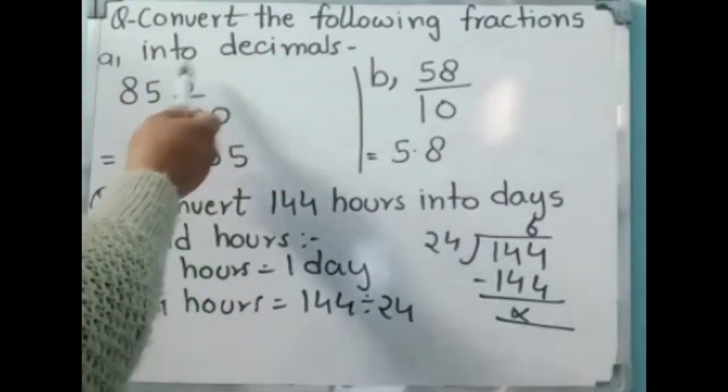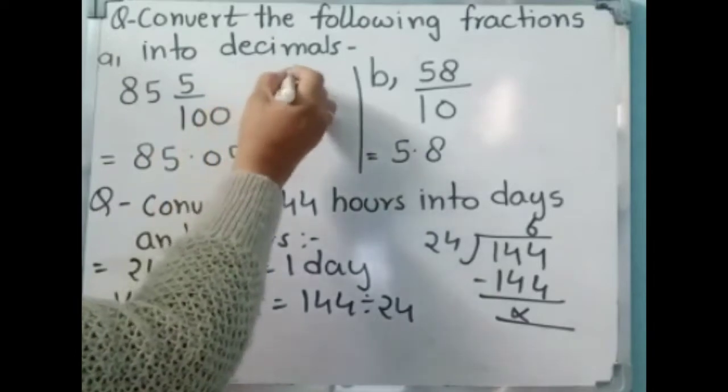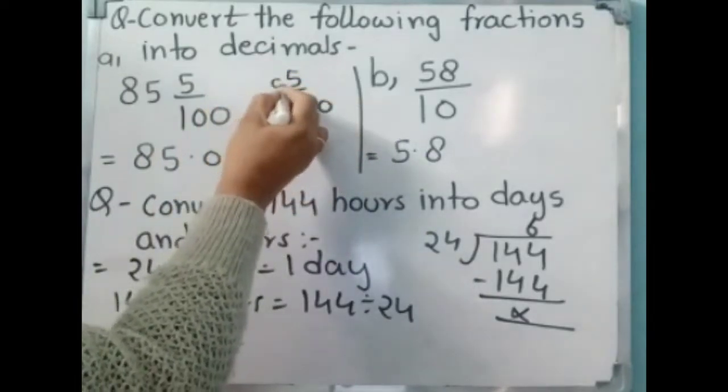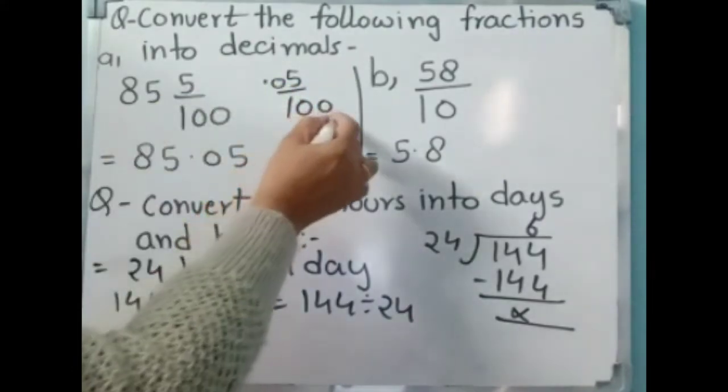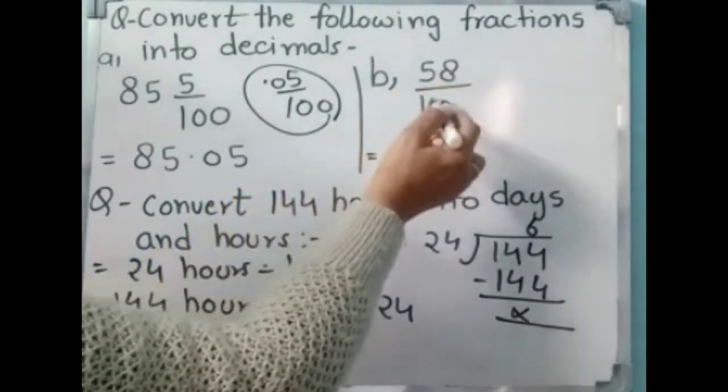Convert the following fractions into decimal. 85 whole number 5 by 100. Whenever we have 5 by 100, it means after decimal we have 2 zeros. So this is like that. So what is the answer? 85.05.